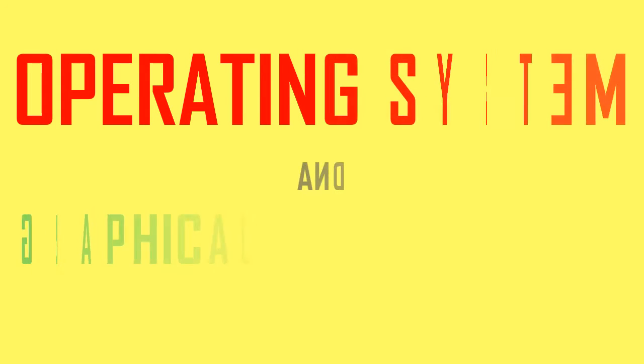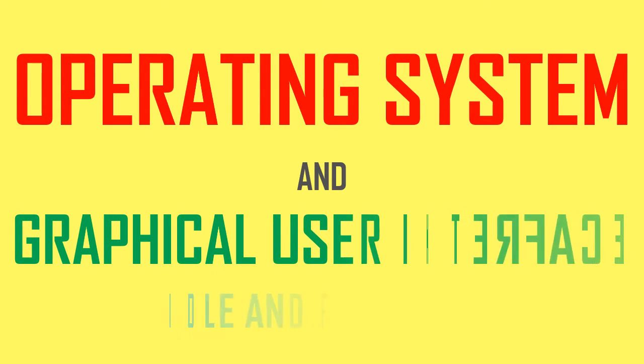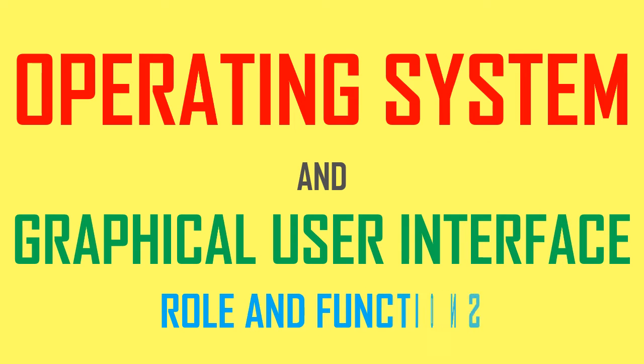Today we will start the topic operating system and graphical user interface, role and functions. Dear children, computers are machines that perform a specific task according to a set of instructions or programs.